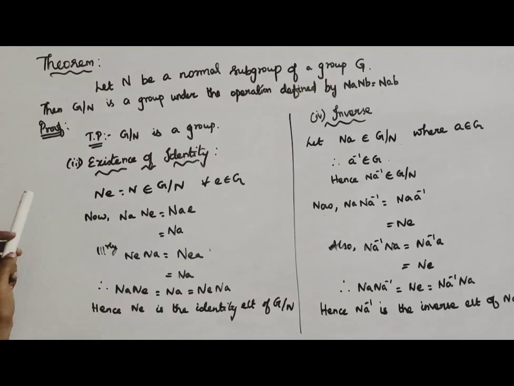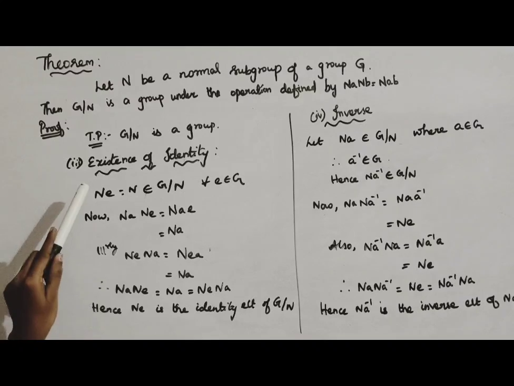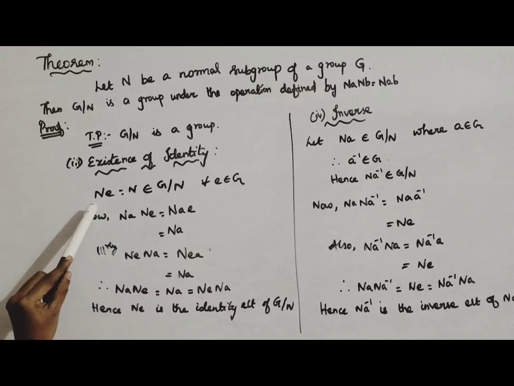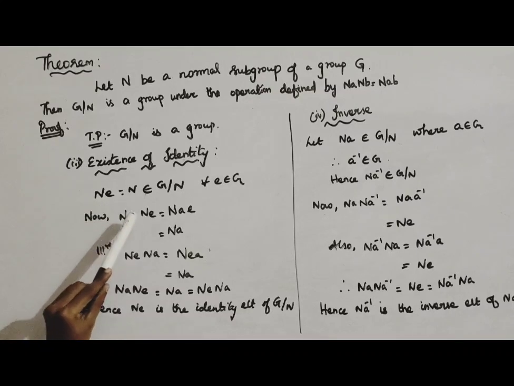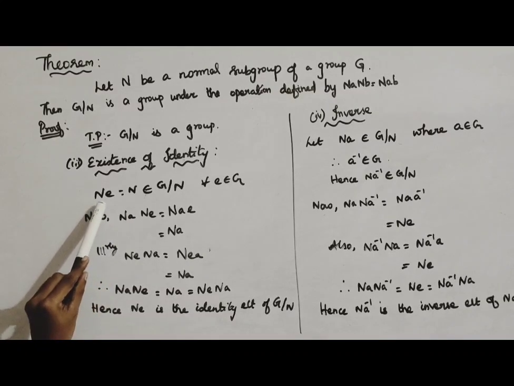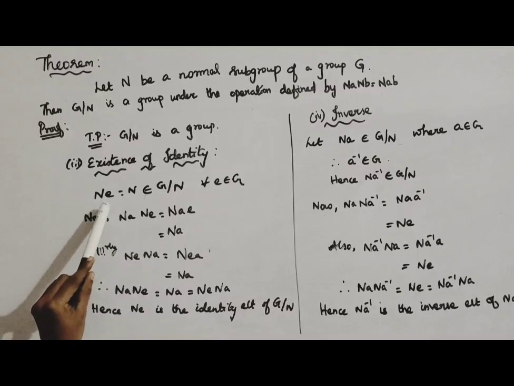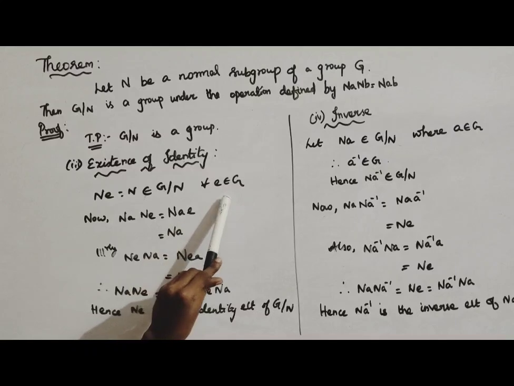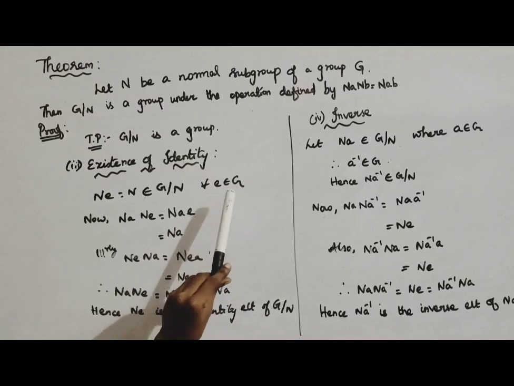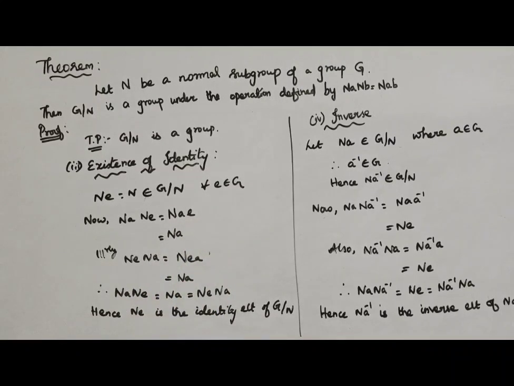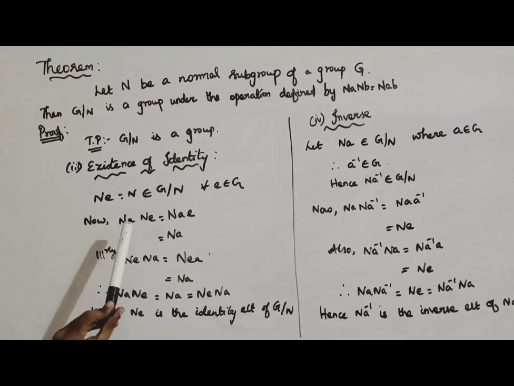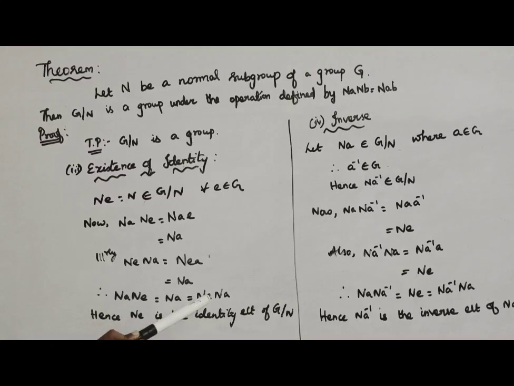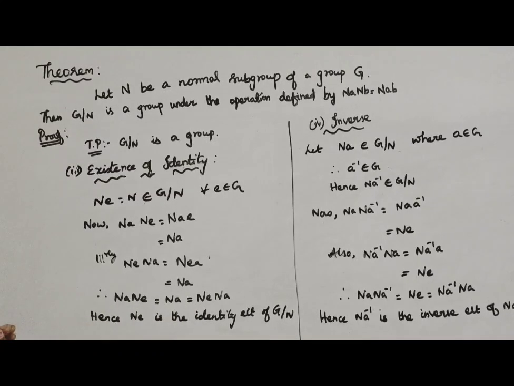Now the third condition, existence of identity. For that, we choose the element Ne. Ne means N, right? This is the right coset. Therefore, this element belongs to the quotient group G over N, for e belonging to G. Since G is a group, e is the identity element in that group G. Now, for the identity property, you have to prove that Na, Ne is equal to Ne, Na is also equal to Na, right?